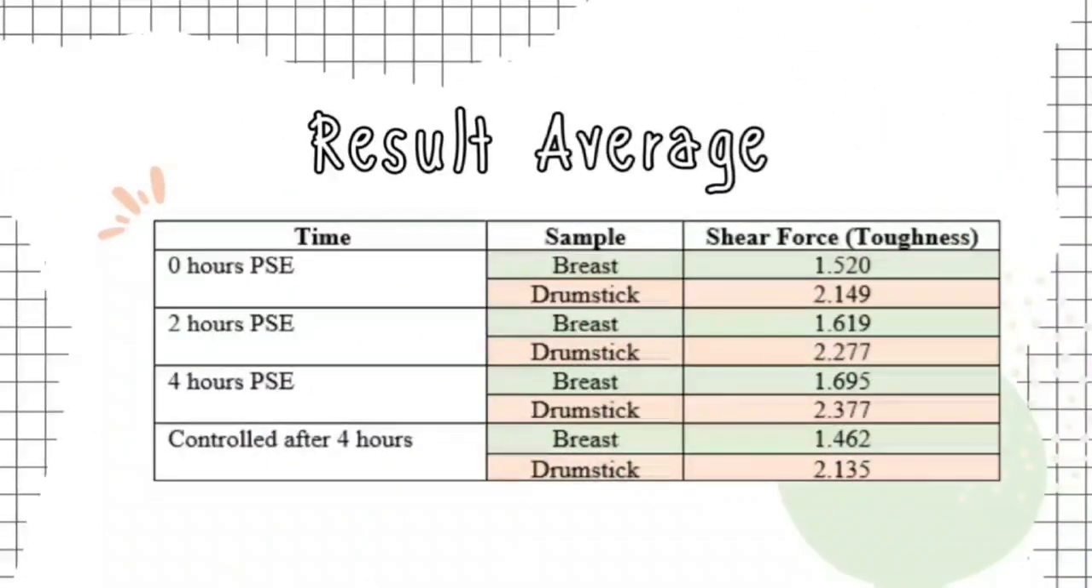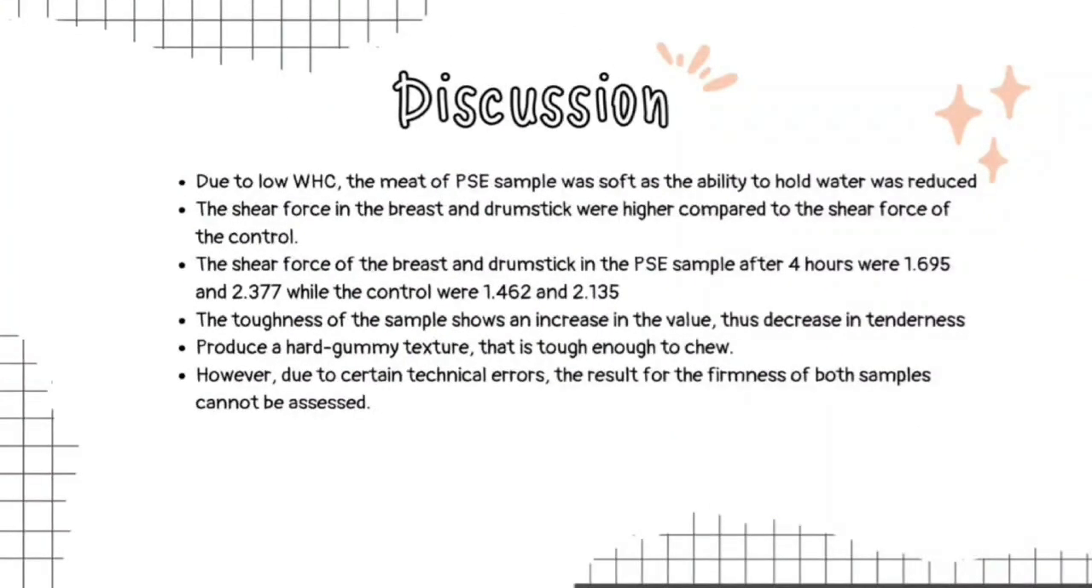This is the table of results for the shear force determination. From the result, we can see the toughness of the sample shows an increase in value, resulting in decreased tenderness. The shear force in the breast and drumstick were higher compared to the shear force of the control. The shear force obtained by breast and drumstick in the PSE sample after 4 hours were 1.695 and 2.377, while the control were 1.462 and 2.135. With high shear force, it became a hard gummy texture that is tough to chew. However, due to certain technical errors, the result for the firmness of both samples cannot be assessed.